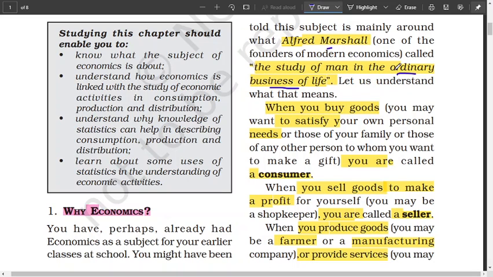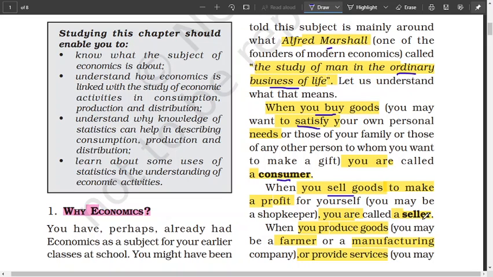So when we talk about the ordinary business of life, consider ourselves. We buy goods. We need to feed ourselves. We're hungry. We have so many needs. We need to satisfy them. So we have to look for ways and means to earn, to buy things. That's why we are all consumers. So from where do we get these things? These things we get from the seller. Who is a seller? A seller is the one who's selling for profit. Some are sellers, but all of us are consumers. We consume things.